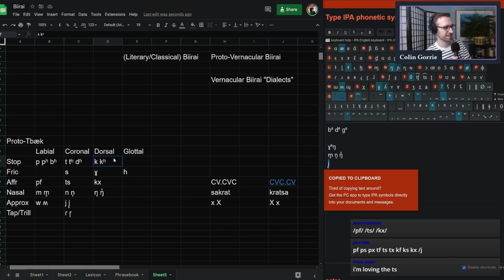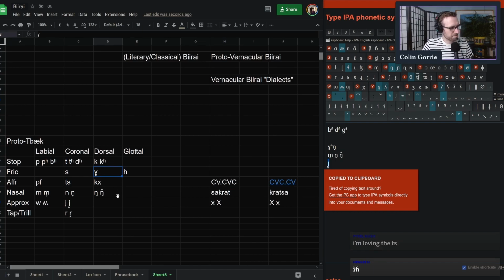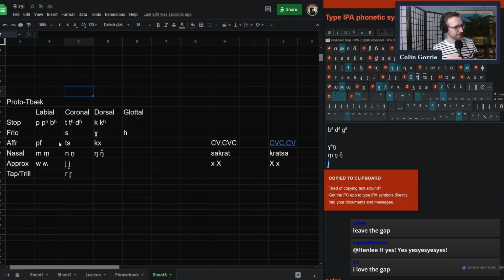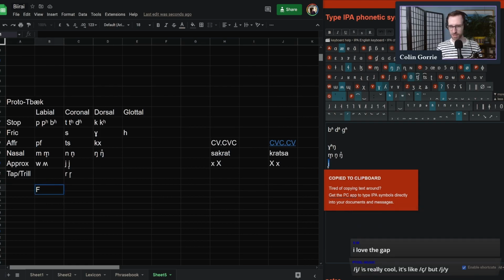I'm just wondering if we should leave this gap here, this g gap, and fill it with this requested Dutch G, or if we should keep them both. I kind of like this gap. We have p and pf. We have p, pʰ, pf. Yeah, I wonder what the story is with this language. Okay, we're leaving the gap. I see a lot of love for the gap. So this is an interesting consonant inventory. Let's work on some vowels, shall we?